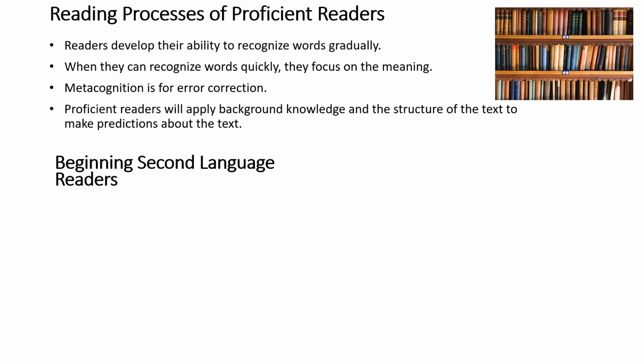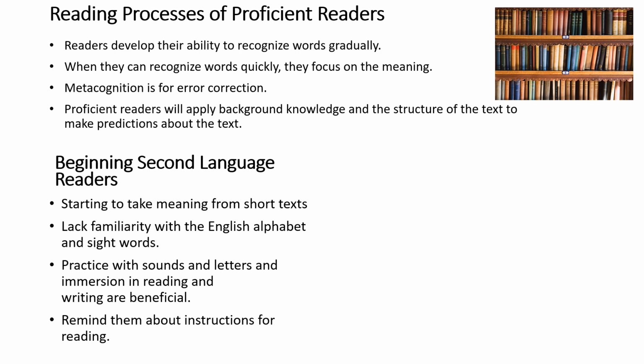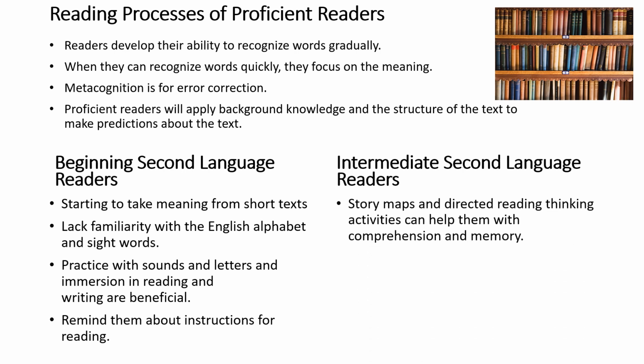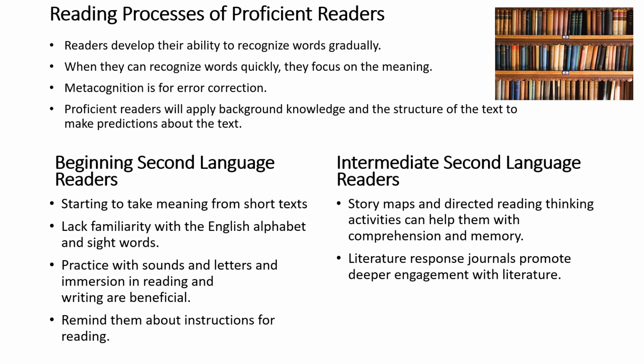Beginning second language readers are starting to take meaning from short text. You still have to remind them about instructions for reading because they will forget to read titles and headlines. They'll forget to try to take meaning from text when reading. For intermediate second language readers, story maps and directed reading thinking activities can help them with comprehension and memory. So for a story map, they might work out the setting and the characters in a text. For DRTA, the teacher guides them with questions throughout their reading to help with predictions, and eventually they start making their own questions.